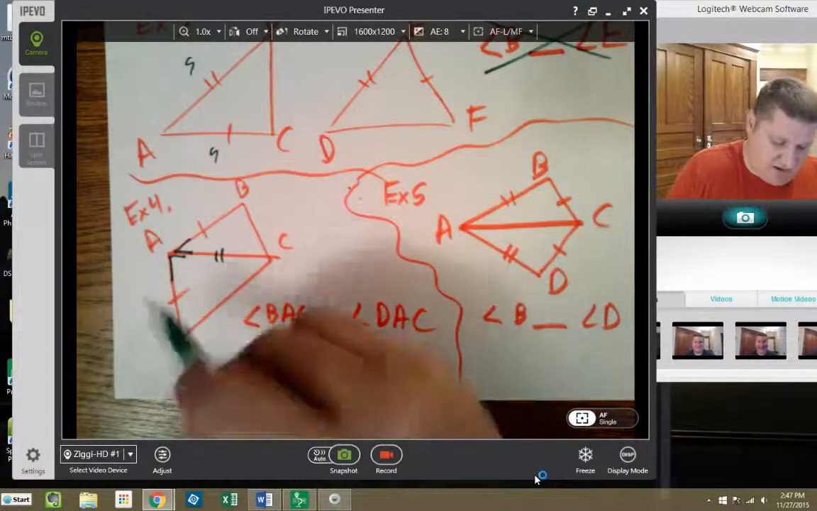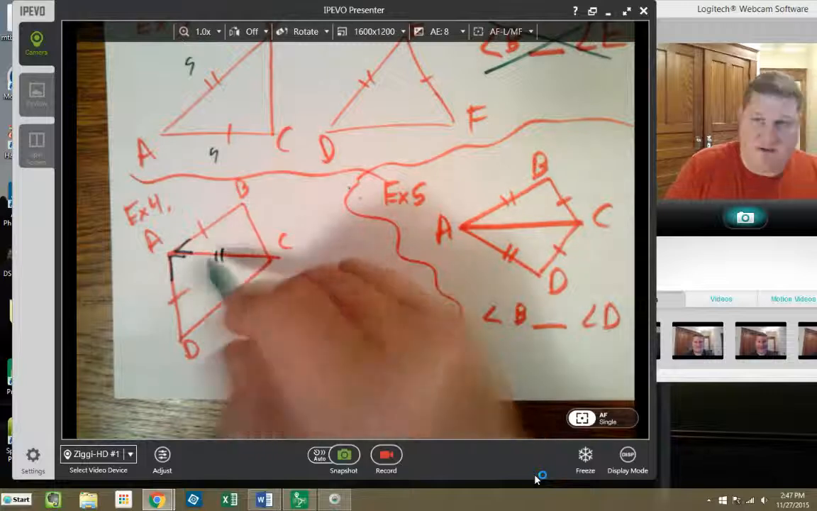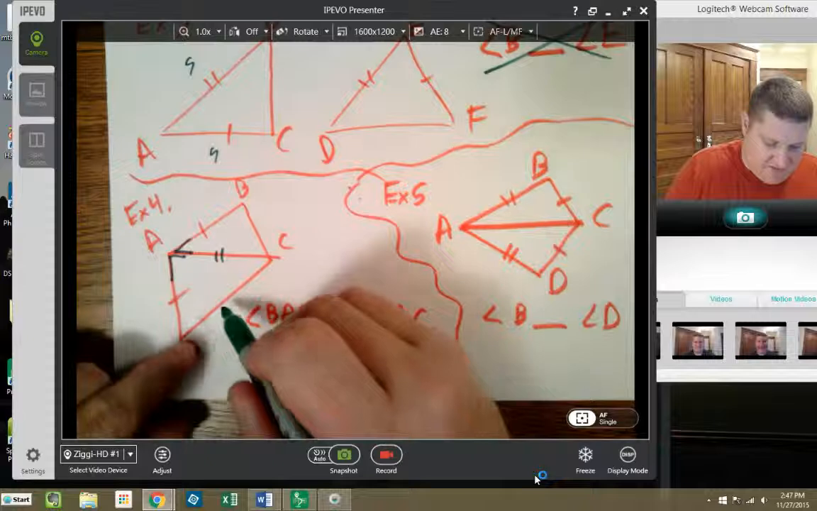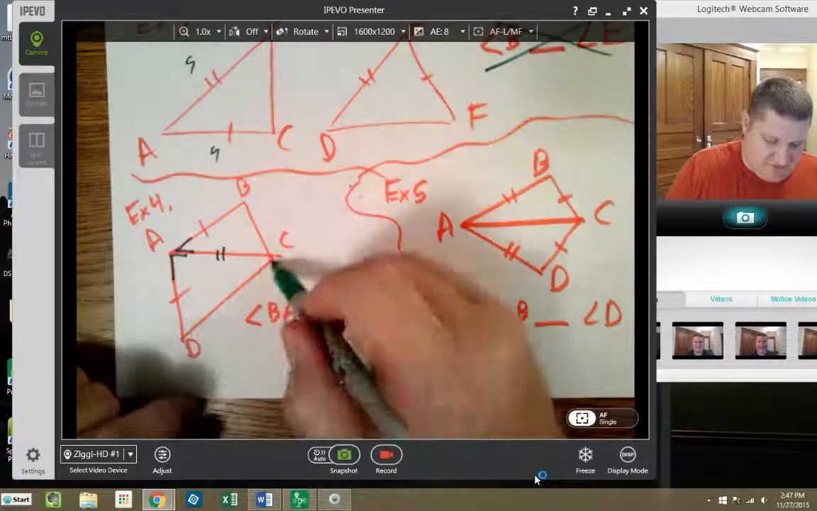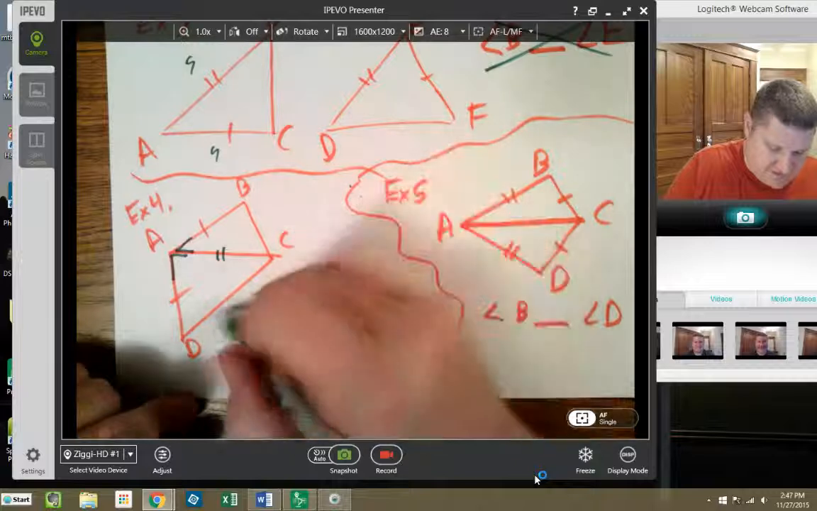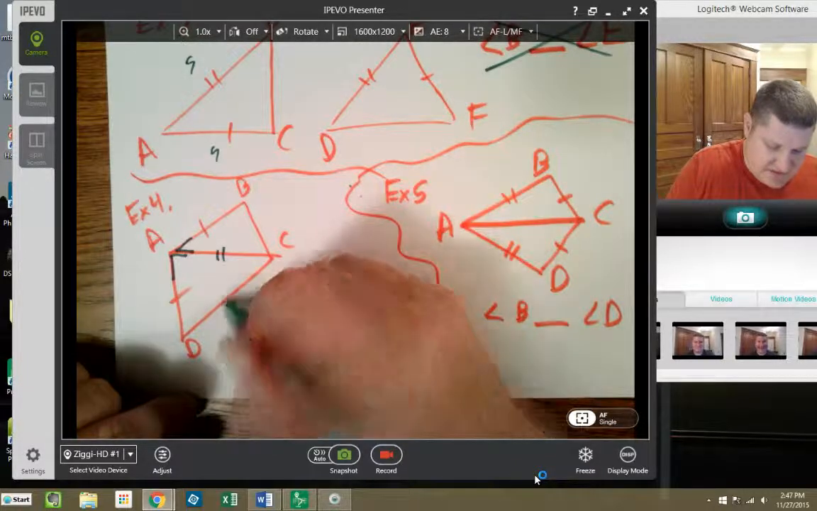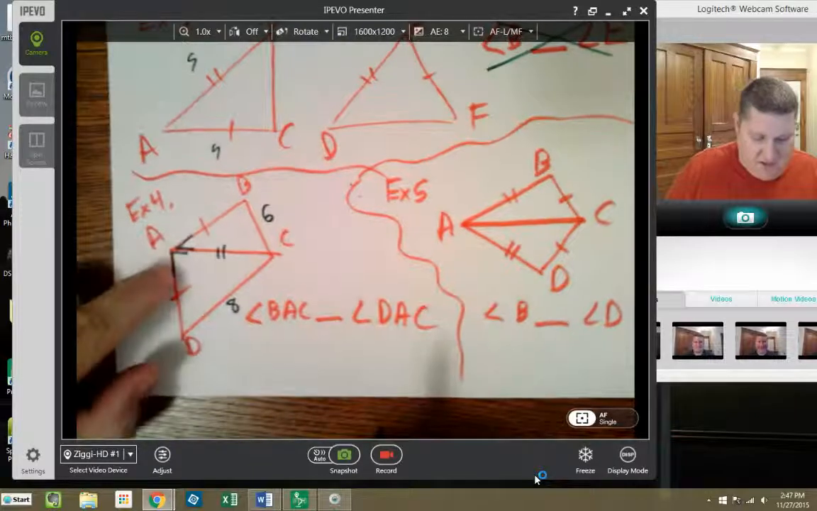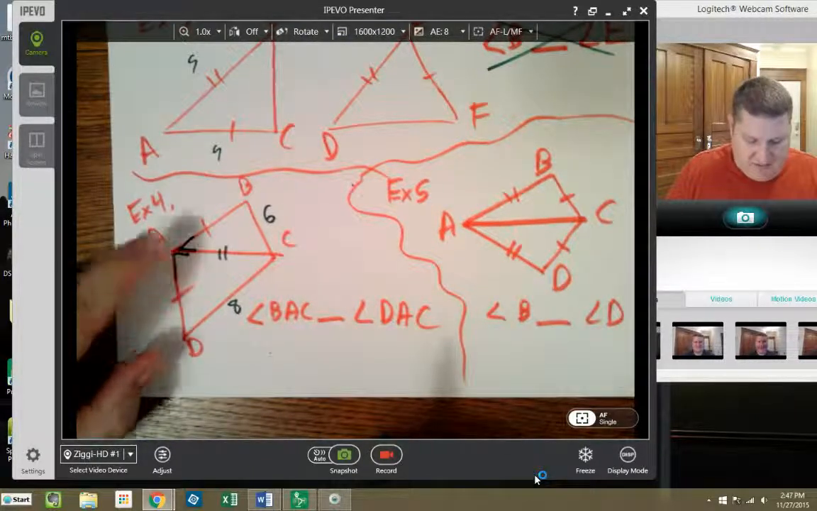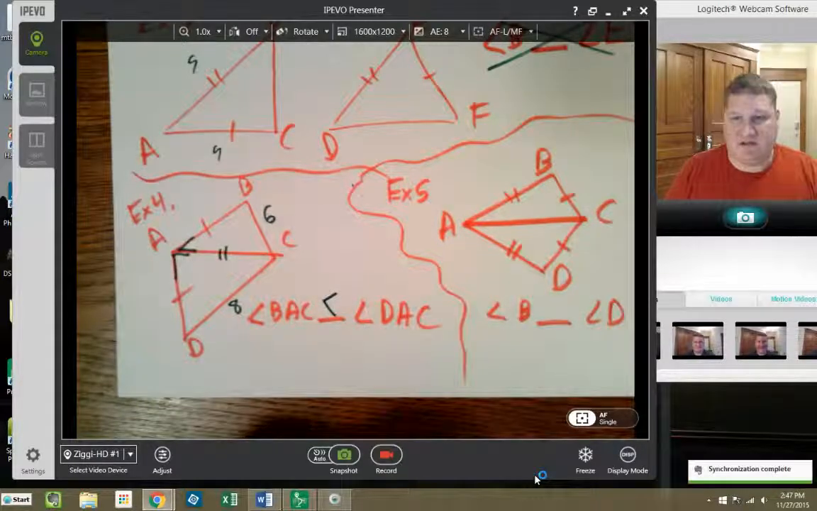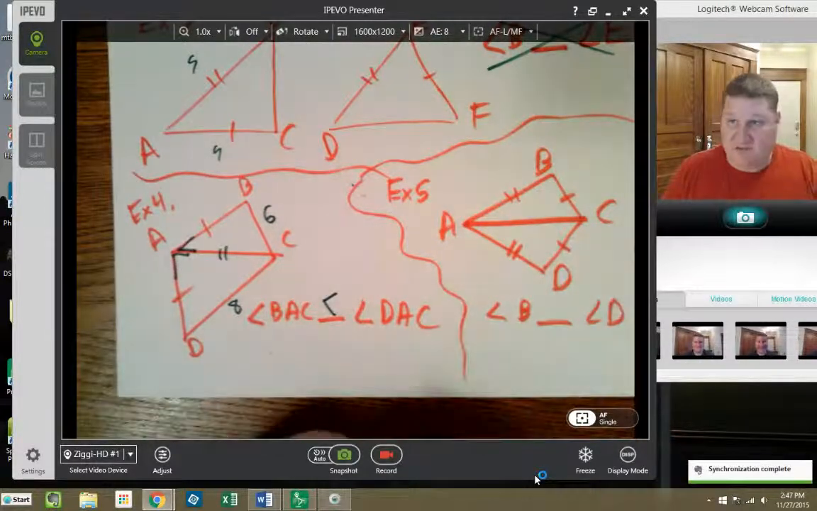So now I have sides with angles in the middle. And if I say that DC is indeed larger, let's say this is an 8 and this is a 6, what must be true about angle DAC and BAC? BAC must be smaller than DAC based on the sides.